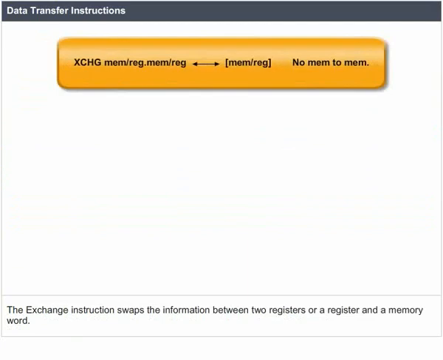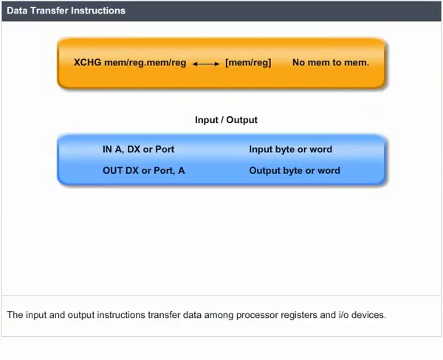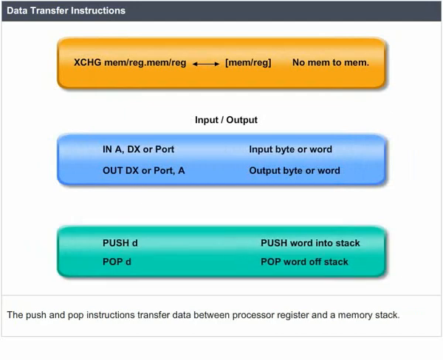Data transfer instructions. The exchange instruction swaps the information between two registers or a register and a memory word. The input and output instructions transfer data among processor registers and input-output devices. The push and pop instructions transfer data between processor register and a memory stack.